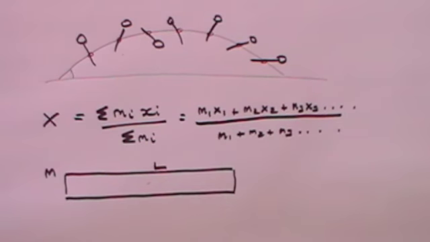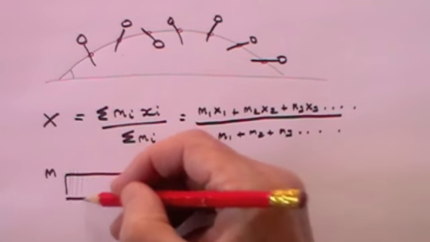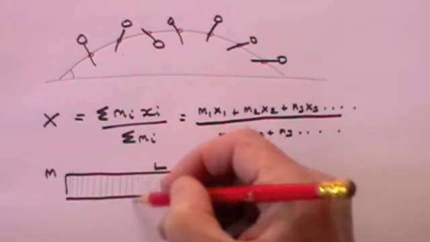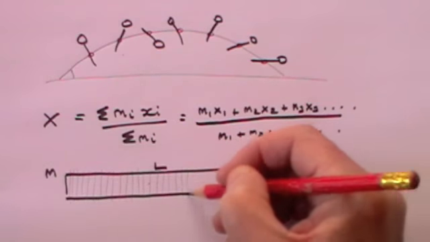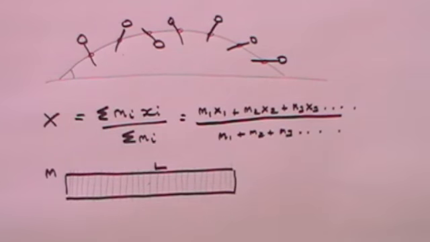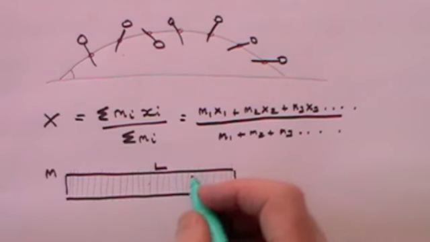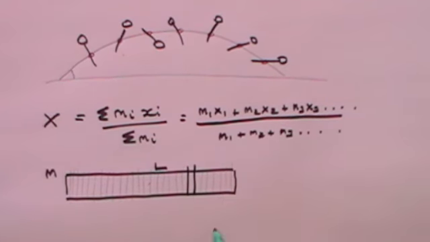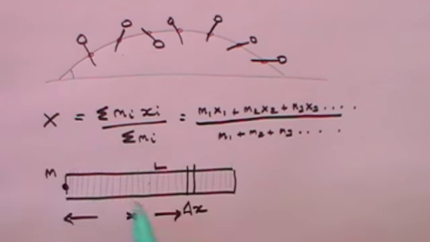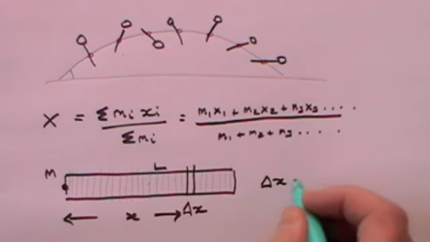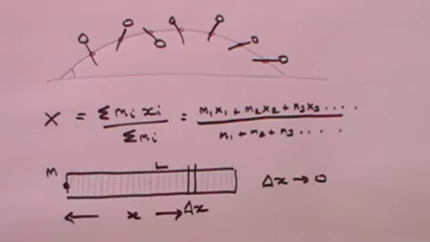And what we do is we split the rod into very many thin strips, each of which is a small distance delta x across. And let's just pick one of them to focus on. This is delta x in length, and it's at a distance x from the origin. We're going to make this end of the rod the origin. And of course the idea is that we make delta x get smaller and smaller, so delta x tends to 0.